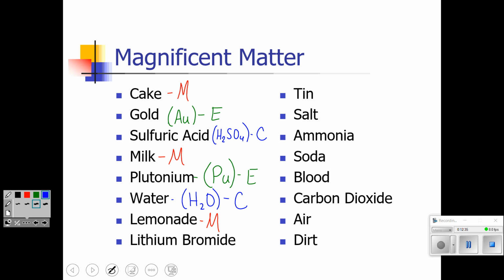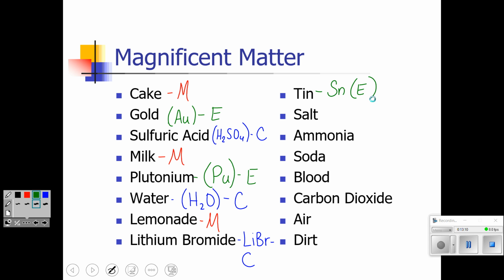All right, the next one, lithium bromide, looks like this, LiBr. 1 part lithium, 1 part bromine, so therefore this is a compound, fixed proportion. The amount of lithiums can't vary, the amount of bromines can't vary. No other elements can be in there. So this is a compound, fixed proportion. Tin, also found on the periodic table, symbol is Sn, so it is an element.